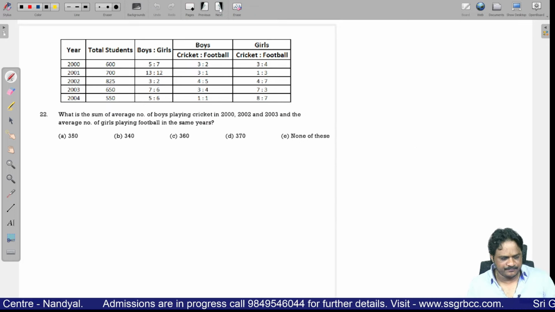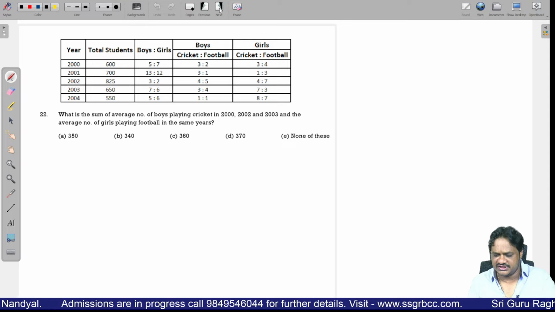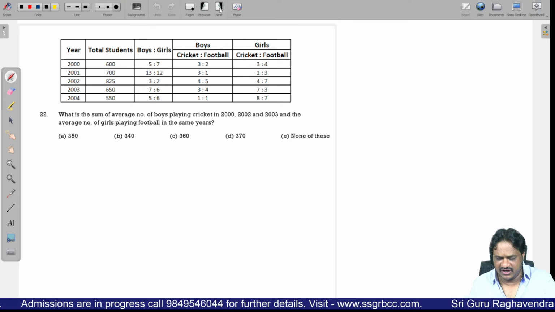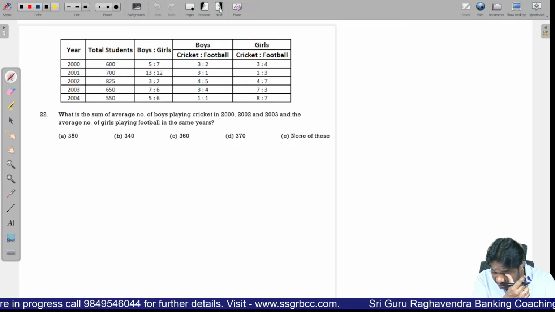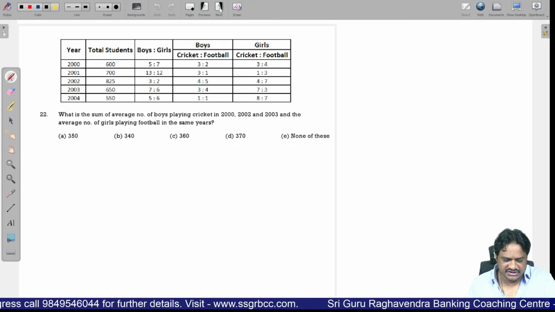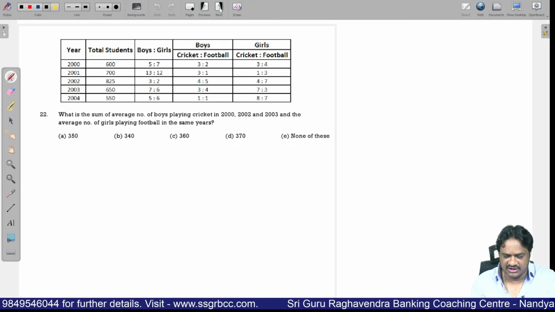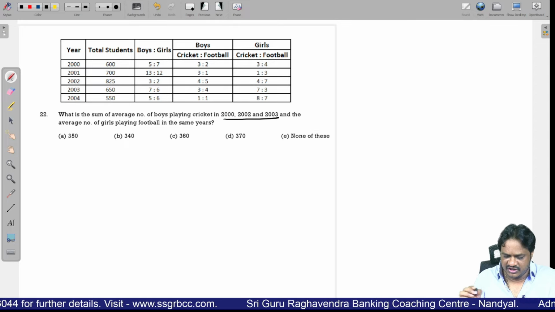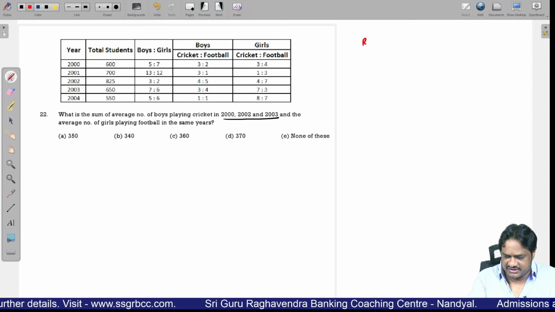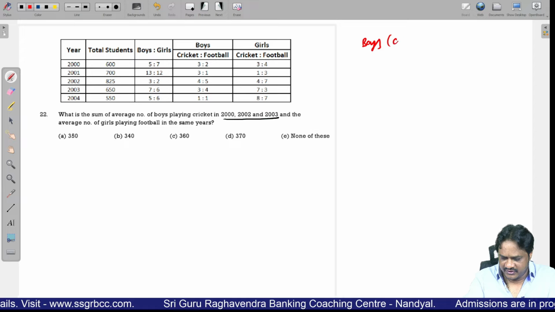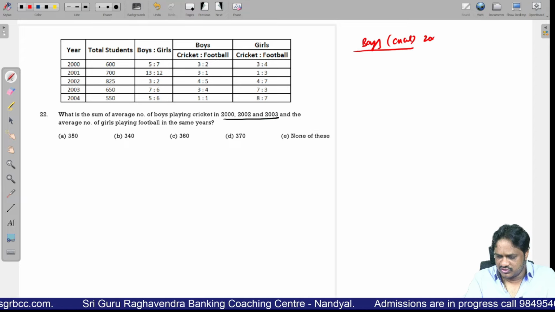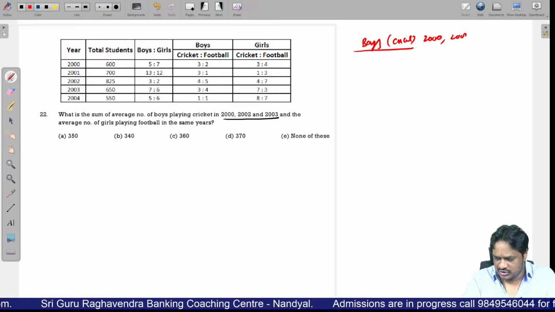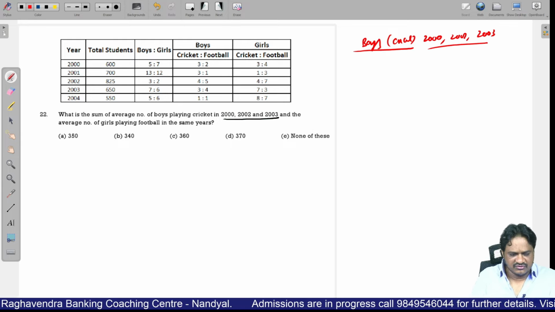Next one. What is the sum of the average number of boys playing cricket in 2000, 2002 and 2003, and the average number of girls playing football in the same years? So we have to take only these 3 years. First I am calculating boys cricket in 2000, 2002, 2003. Okay, now do one by one.